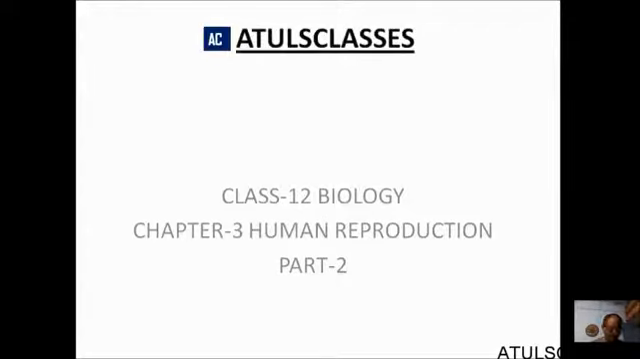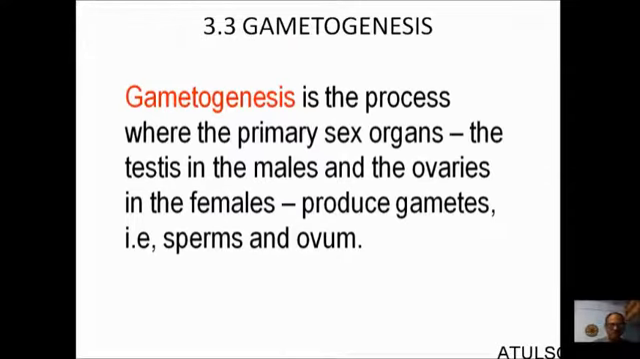Today we will be dealing with class 12 biology chapter 3 human reproduction part 2. In part 1 we studied the male and the female reproductive organs and how they are placed and what are the organs associated with human reproduction.